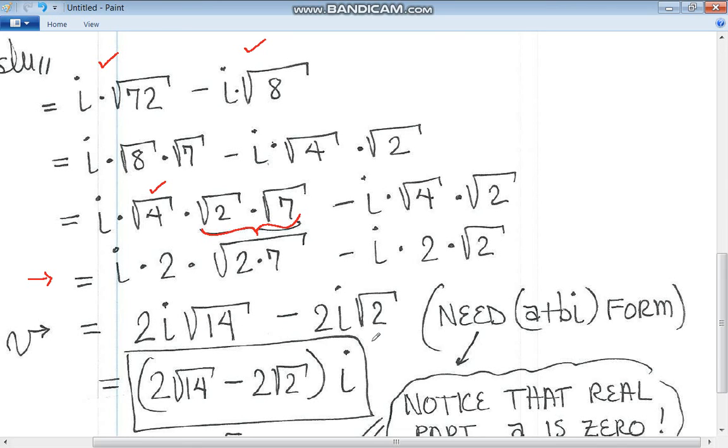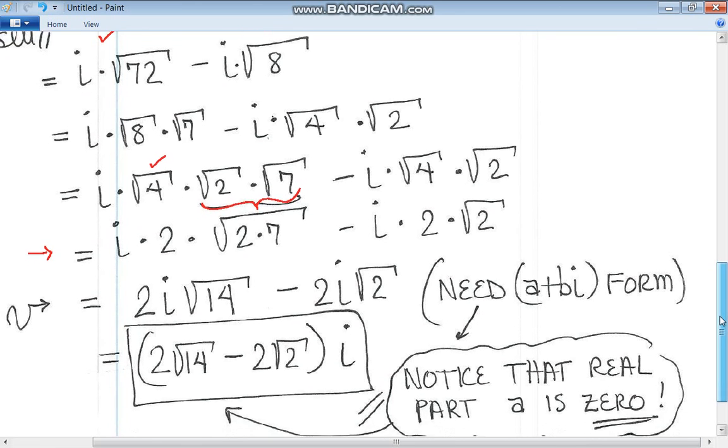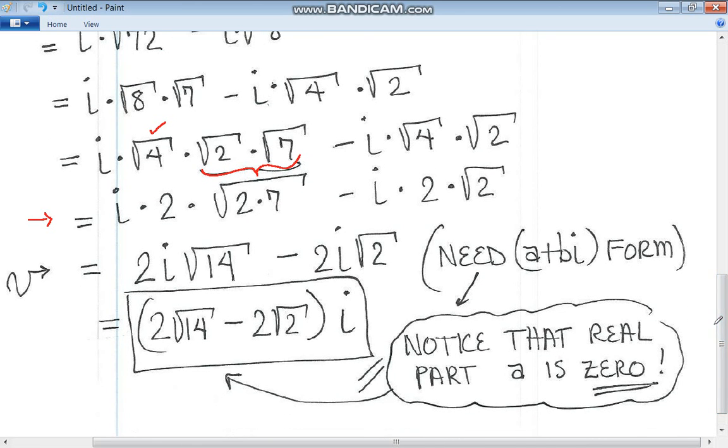Now you might say, hey Sharon, you could have factored out a common square root of 2. Yeah, okay, I could have pulled out a common square root of 2, but this is a complex number, and complex form is a plus bi form. So I want to get a number, even if it's in a big parenthesis, times i. And the a value in this case happens to be 0. That's why we don't see it. So it's 0 plus parenthesis 2 square root of 14 minus 2 square root of 2 parenthesis times i.